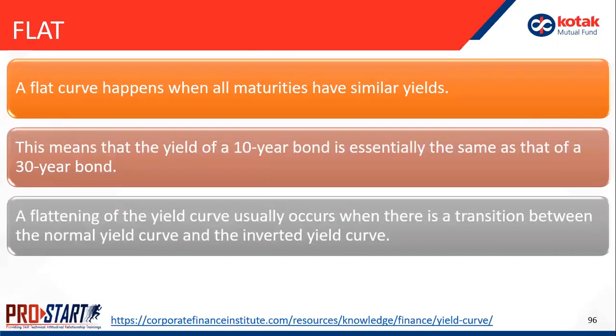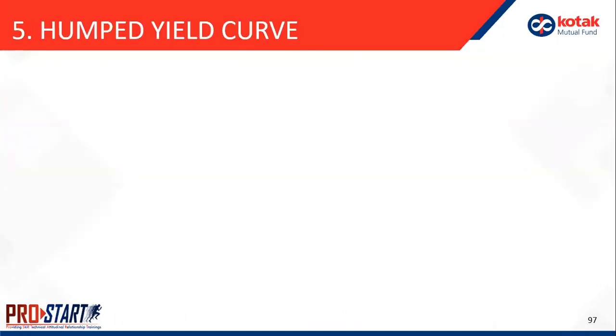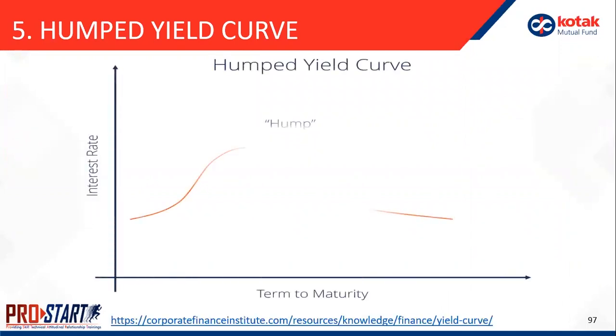Coming to yield curve number 5, and that is the humped yield curve. The graph is in front of you. As you can see in the graph clearly, there is a hump in the yield curve. So what happens here? As the term to maturity increases, the interest rate increases sharply. After which it temporarily flattens out and then starts decreasing again till it flattens out.